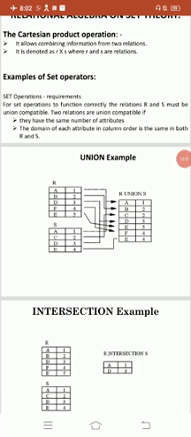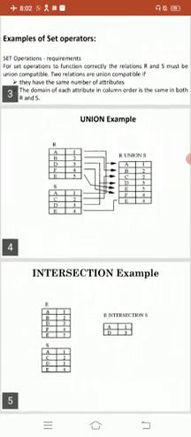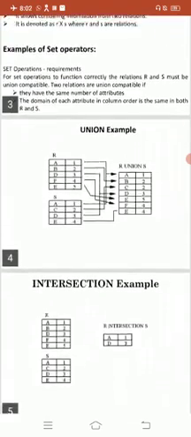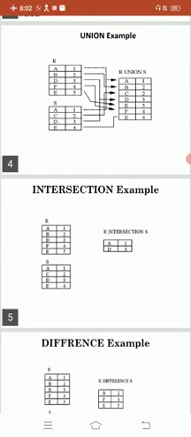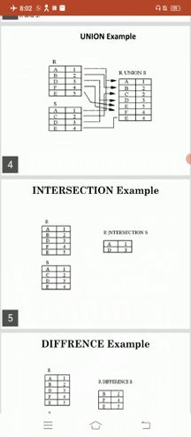So the second operation is called intersection. What is meant by intersection? What is the use of intersection here? This operation returns only those rows which are common in both the queries. So this is a simple meaning. Which are the common values, the common names in both the tables or queries.